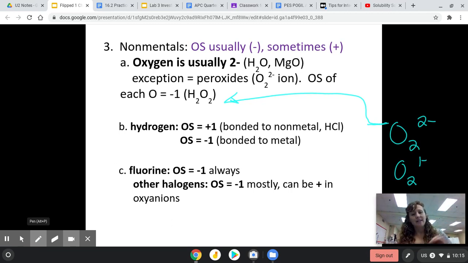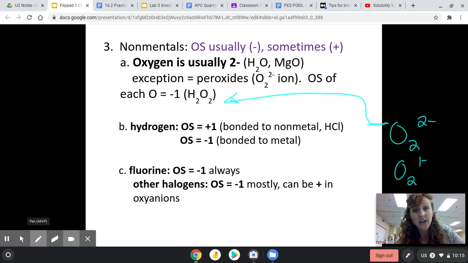Okay, so that's oxygen. It's usually 2 minus, unless you're going to deal with a peroxide. You might come across hydrogen peroxide. It's a pretty common molecule. Maybe sodium peroxide. There's not too many other peroxides you're going to come into.